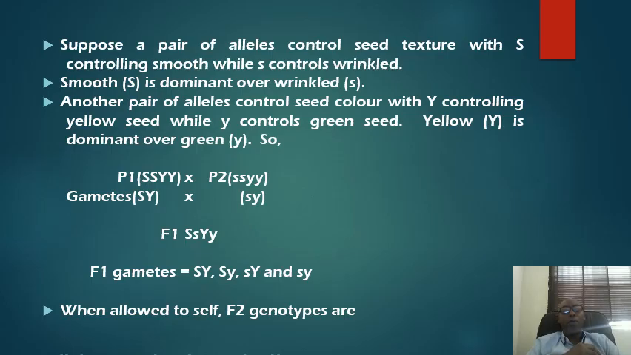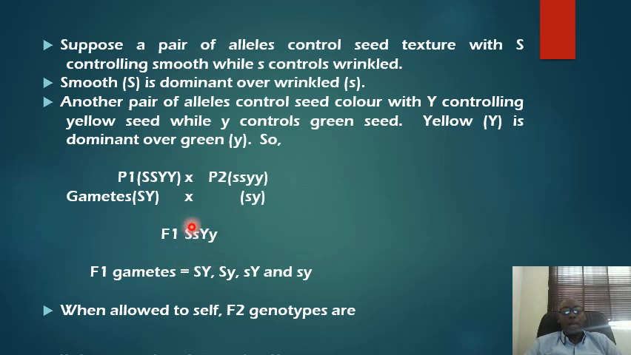Therefore, if you have your parental generation with smooth and yellow seeds and the other parental generation with wrinkled and green seeds, they all segregate and give one gamete each, smooth and yellow, wrinkled and green. And when there's fertilization, at the end of the day, the F1 will be all smooth and yellow.